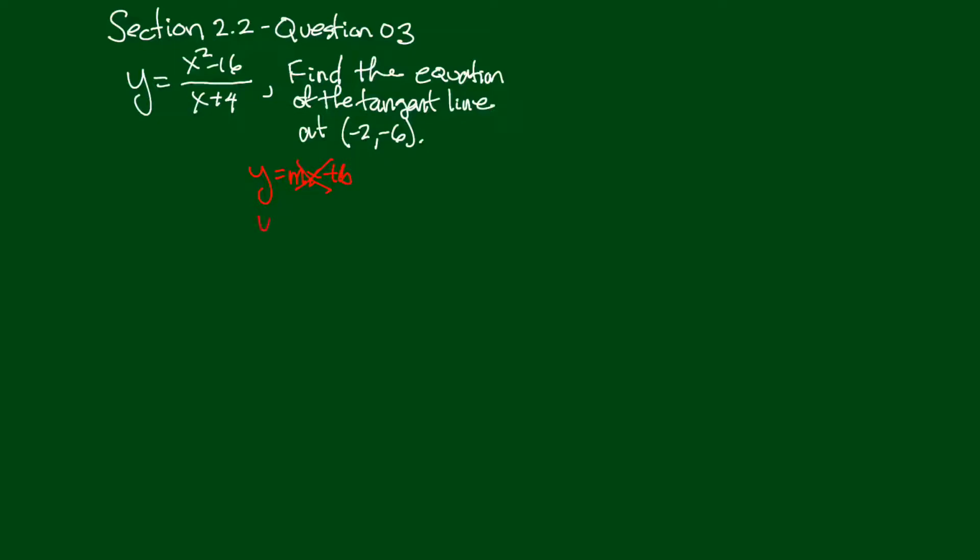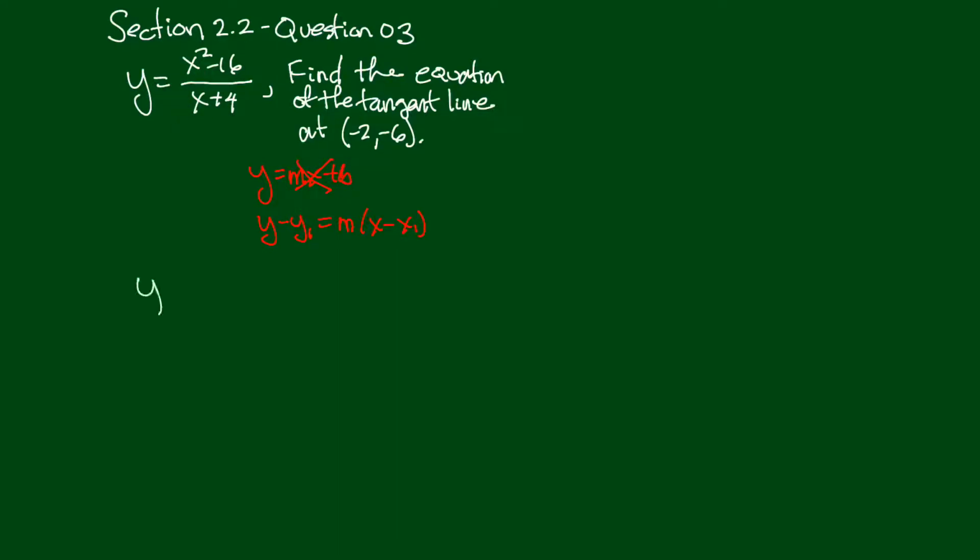The other one we have is y minus y1 equals m times the quantity x minus x1. This is the point-slope form because we're given a point, x1, y1, which we have right here, and the slope. So we need the slope. But we know how to get the slope, right? Because the slope of a curve is just its derivative at this particular point. So let's get the derivative of this function right here.